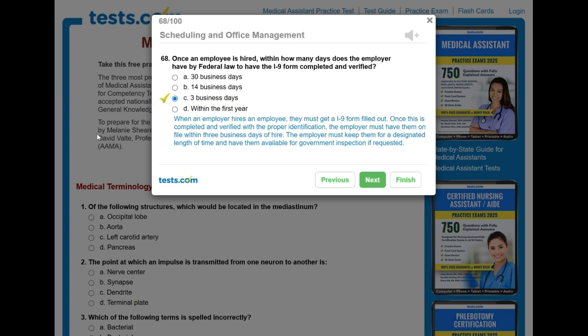C. 3 business days. When an employer hires an employee, they must get an I-9 form filled out. Once this is completed and verified with the proper identification, the employer must have them on file within 3 business days of hire. The employer must keep them for a designated length of time and have them available for government inspection if requested.